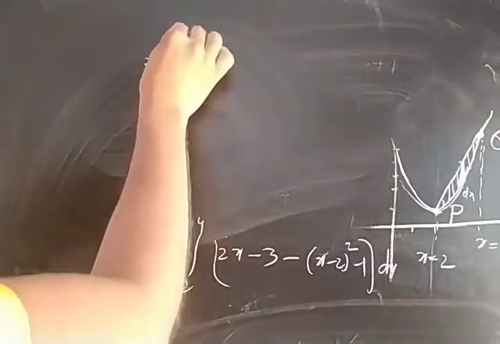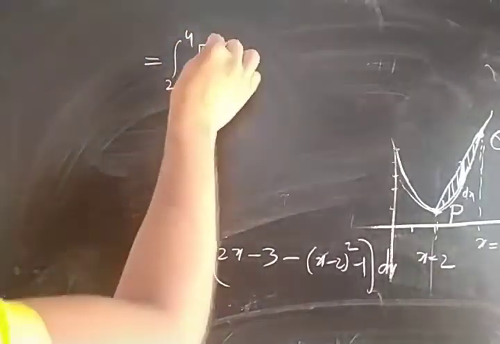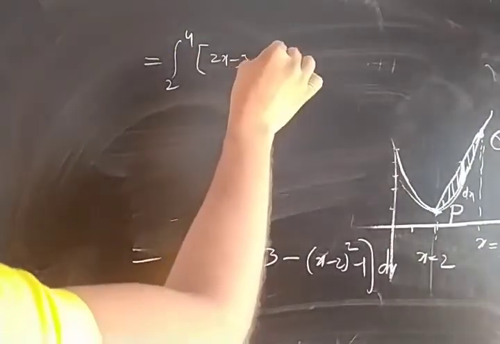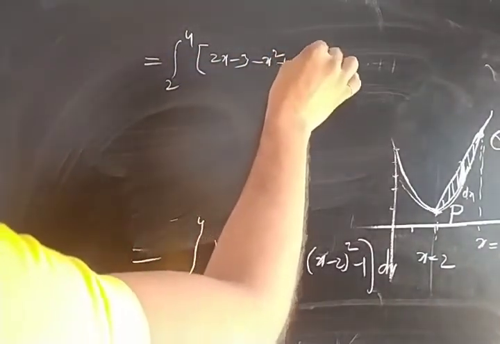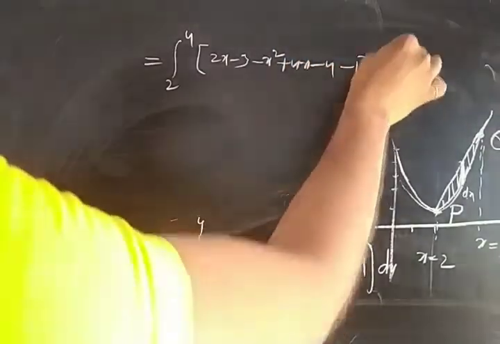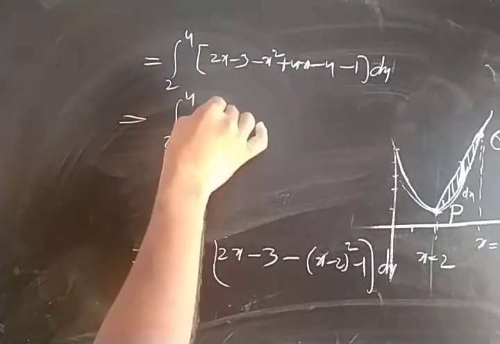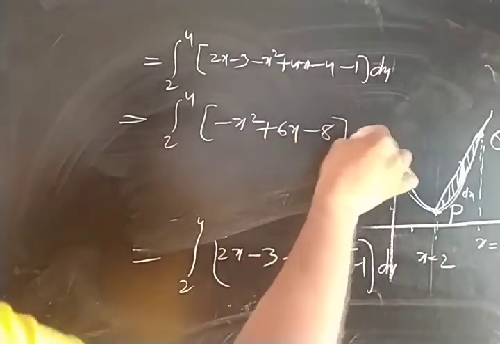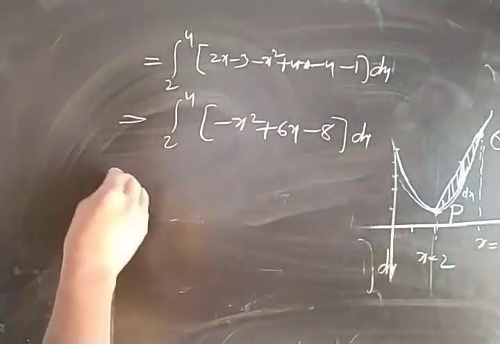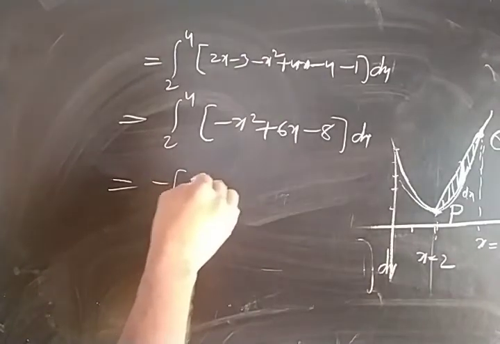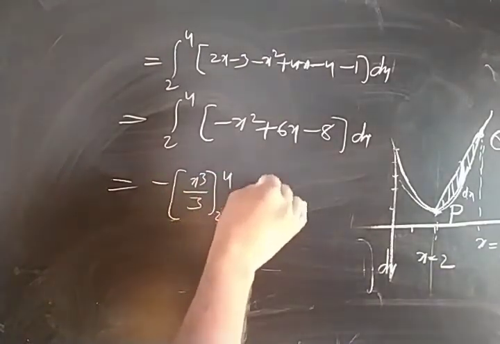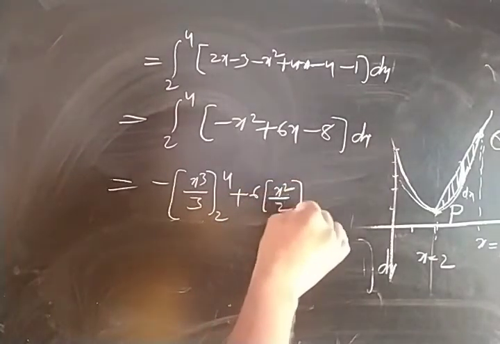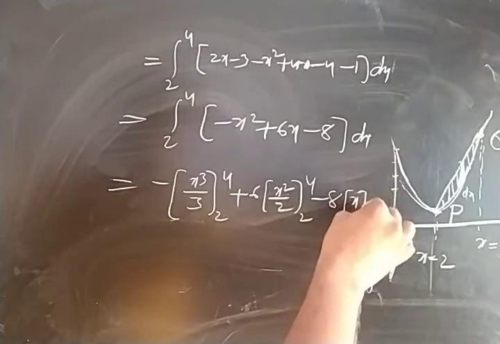Now let me integrate it, with limits 2 to 4. The integral of 2x minus 3 minus x square plus 4x minus 4 minus 1 dx, which is the integral from 2 to 4 of minus x square plus 6x minus 5 minus 3 dx, that is minus x square plus 6x minus 8 dx. Now by integrating this, we will get minus x cube by 3 from 2 to 4, plus 6x square by 2 from 2 to 4, minus 8x from 2 to 4.